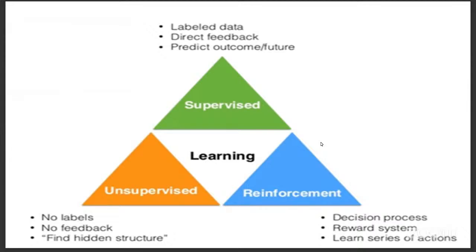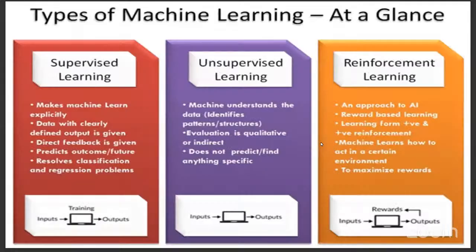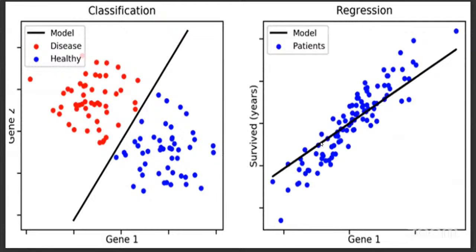Supervised learning mechanisms of the machine: supervised, unsupervised, and reinforcement learning. Now, this is just for your understanding the difference between classification and regression. That is one form of supervised learning. So, what is the difference you observe between the two images? What is classification? What is regression?